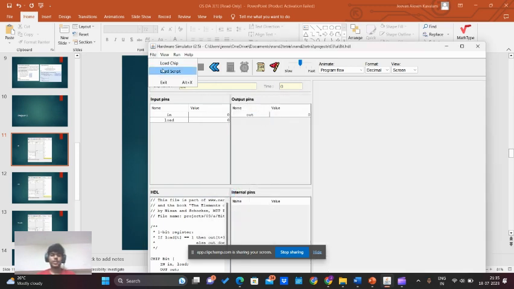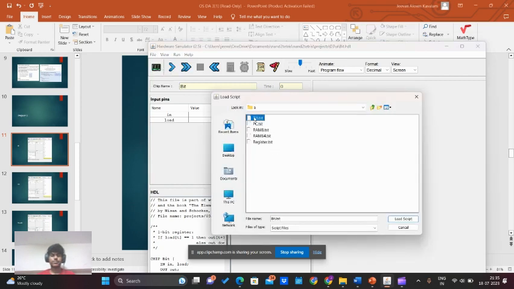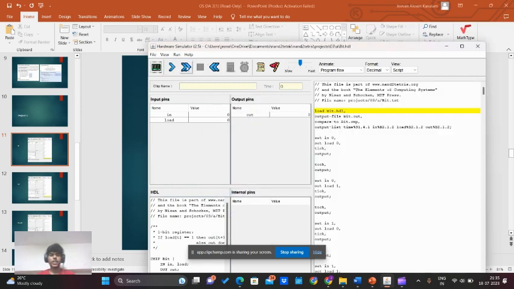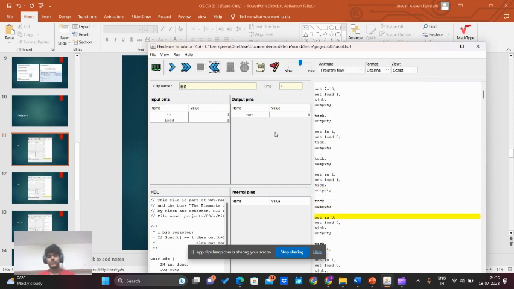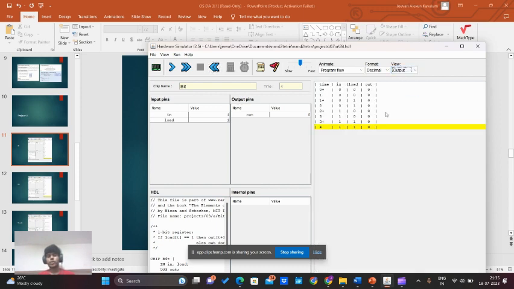Then we have to run the test script file, and we have to run it. The output gets logged over here in this output terminal.